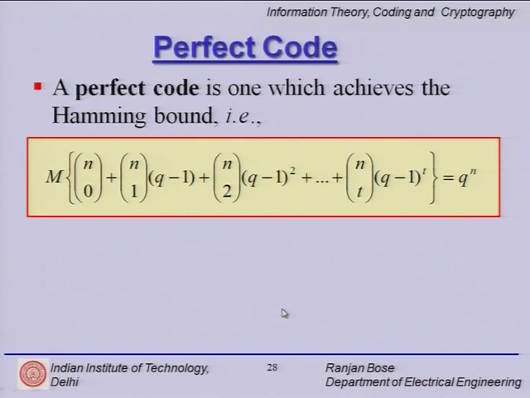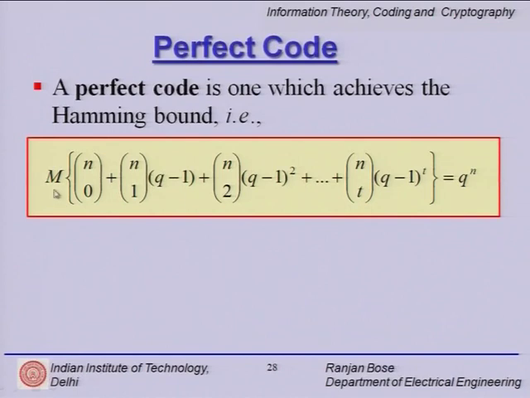So, now we define something called a perfect code, because we are curious to see whether this upper bound can be met or not, and what happens if it is met. So, we define a perfect code as one which achieves the Hamming bound, where equality holds. Okay. So, M, which is alternately q raised to the power k, times (n choose 0 plus n choose 1 times (q minus 1) plus so and so forth up to n choose t times (q minus 1) raised to the power t) should be equal to q raised to the power n. Any code that satisfies this meets the Hamming bound.